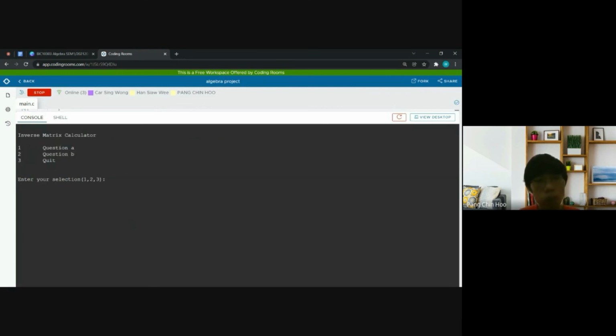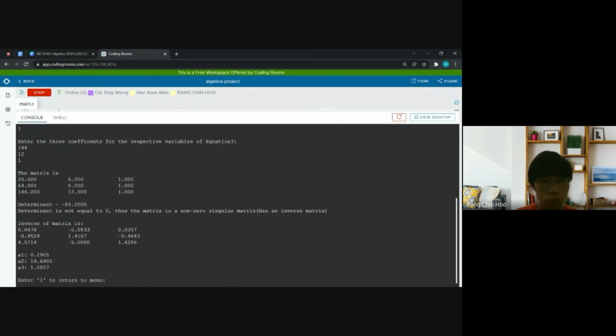Then we want to calculate the inverse matrix for question B, so we enter 2. Same thing, we need to enter the 3 values for the velocities, and it will be 106.8, 177.2, 279. And then also the 3 coefficients for the respective variables: 25, 5, 1, 64, 8, 1. Also the same, the determinant will be shown here, which is -84, and it's not equal to 0, hence it has an inverse.